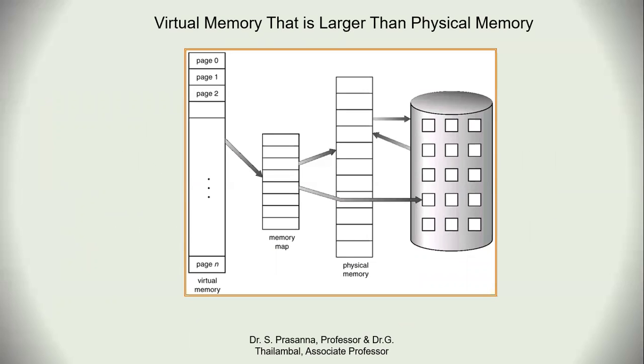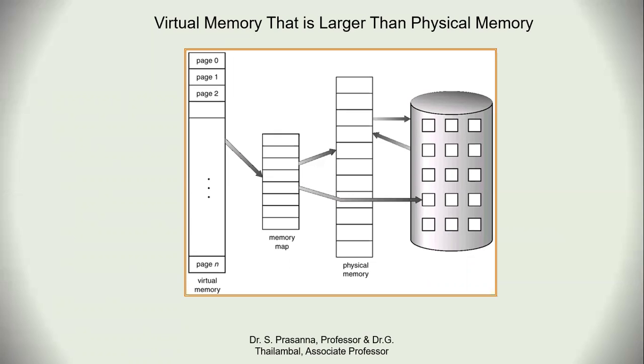You can see a diagrammatic representation of virtual memory that is larger than the physical memory. The virtual memory has page 0 to page n, and the physical memory, when you compare, is very small. So you are storing those details in the backing store. The physical memory cannot store the complete blocks available in the backing store, because the physical memory space is very small.